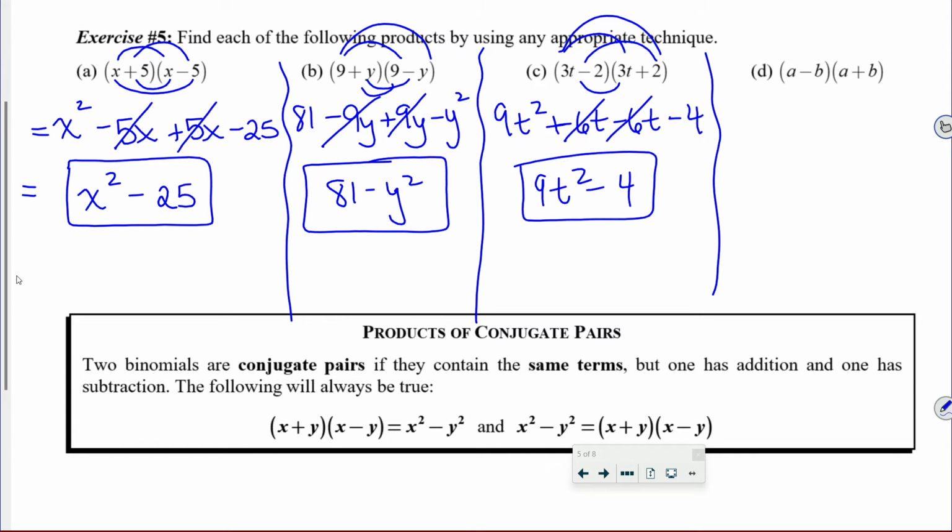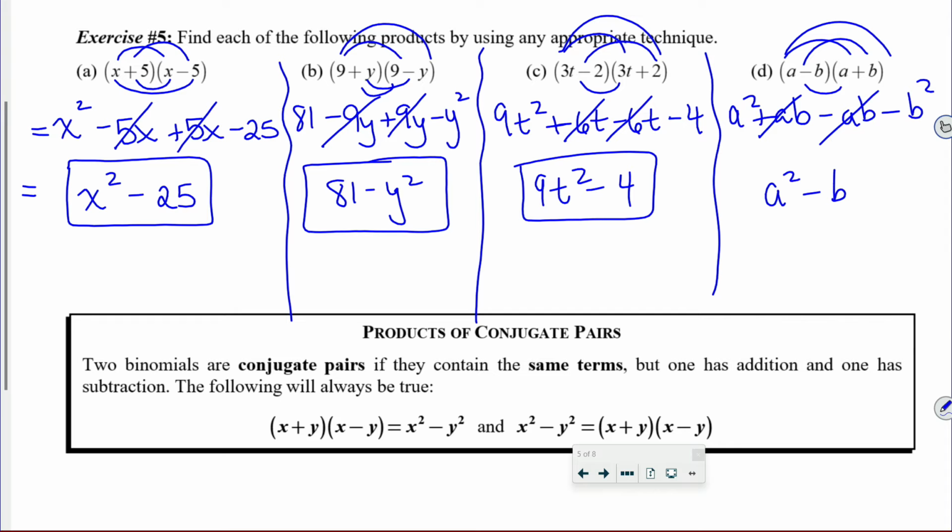And finally, the most general case, a minus b times a plus b. A times a is a squared. A times b is, well, a times b. Negative b times a, remember multiplication is commutative, so I can rewrite that as negative a times b. And then negative b times positive b would be negative b squared. Positive ab, negative ab cancel, and I'm left with a squared minus b squared.